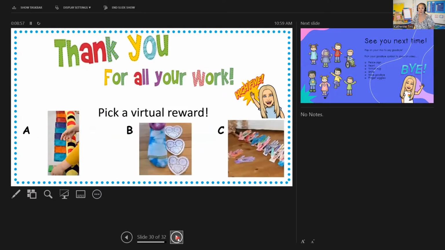Here's your virtual reward. Pick which one would be the most fun to do non-standard measurement with.